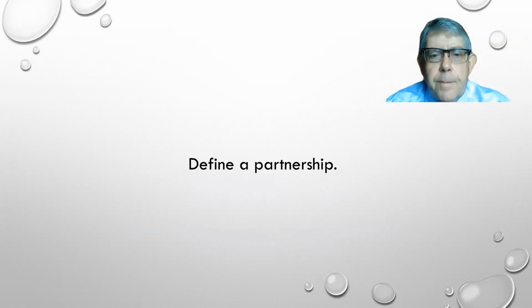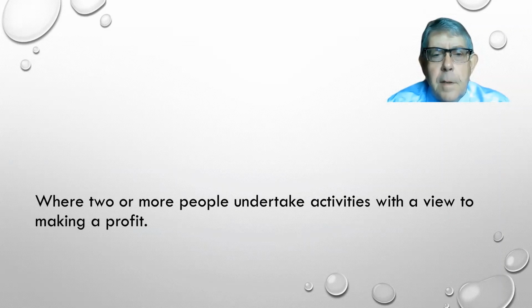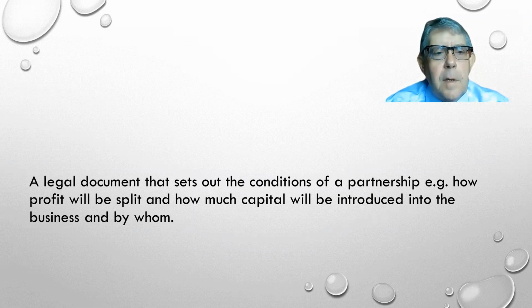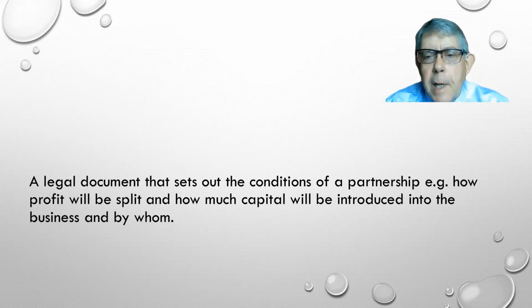Define a partnership. This is where two or more people undertake activities with a view to making a profit. What is a deed of partnership? It's a legal document that sets out the conditions of a partnership, for example, how profit will be split and how much capital will be introduced into the business and by whom. So clearly, this is a really good idea to have drawn up at the start of a partnership because it will avoid many arguments later on.